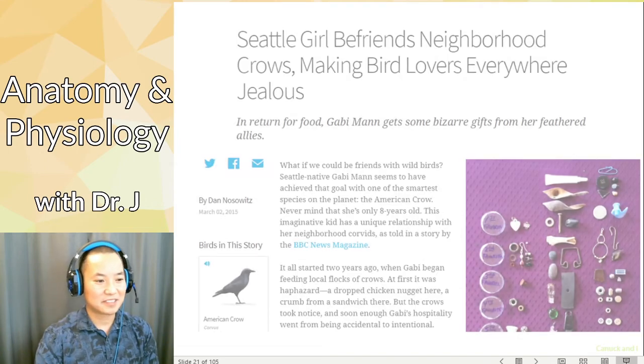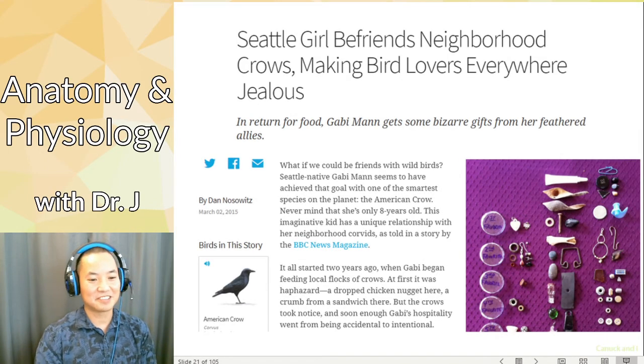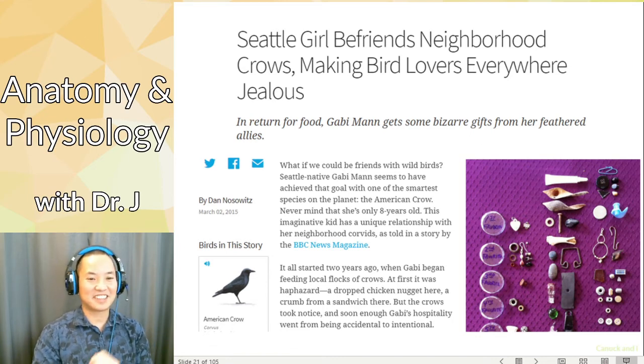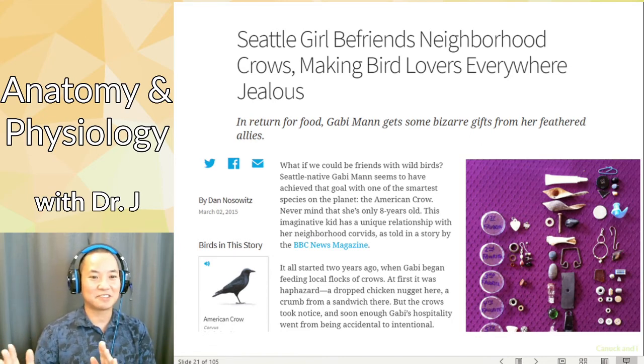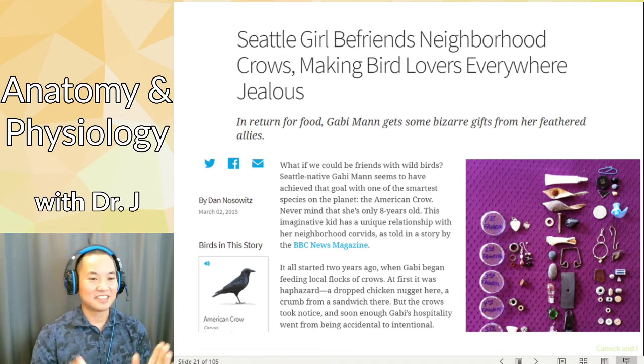Okay, so a little story time. I forgot when this article came out, maybe a few years ago, but on my way to Ireland, I learned it's really cool. I didn't know that we had Hawaiian crows, but they're extinct in the wild, so they were trying to reintroduce them. I read this cool story about this girl who befriends crows, and then they brought presents to her.